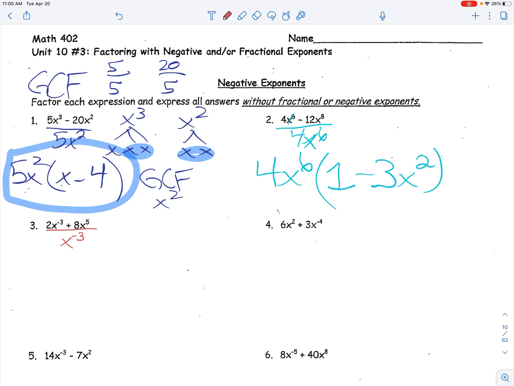All right, 2 and 8. The GCF between 2 and 8 is 2. 2 is the greatest common factor between 2 and 8. So 2x to the power of negative 3 is the GCF. Factor that out here.